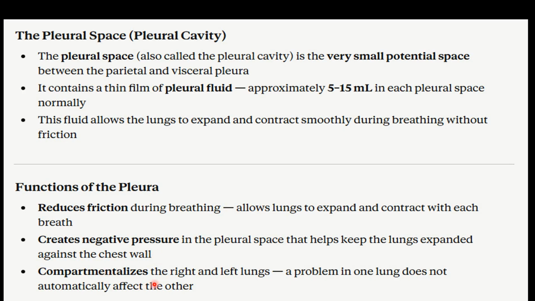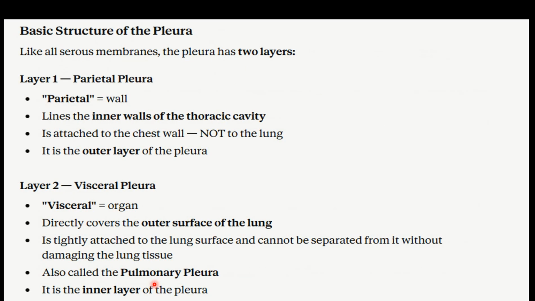Third is very important, which is compartmentalization, because it compartmentalizes the right and the left lungs, so that a problem in one lung does not automatically affect the second lung. Okay, so this is very important. Otherwise you can think, if one portion of the lung, maybe the left lung or right lung, is affected by some infection, and there is no proper compartmentalization, it will affect the second lung as well. Okay, so these are the major functions of the pleura.